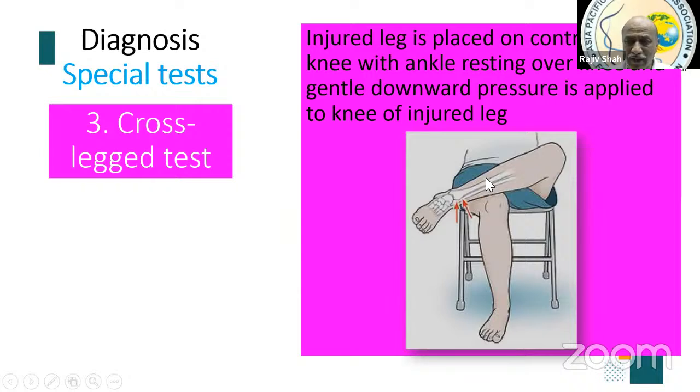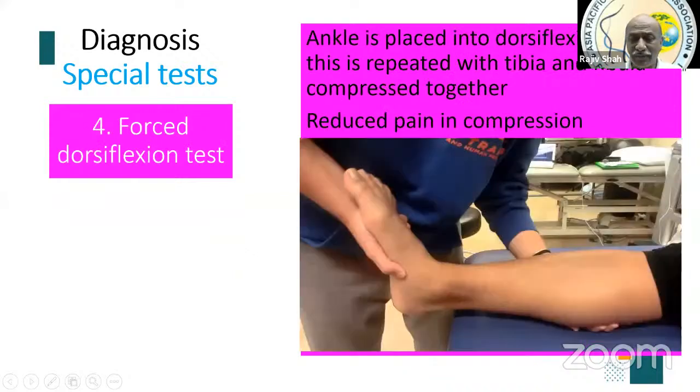The fibula and tibia is put over the lower third of the thigh, and they get compressed with each other. And on cross leg sitting, there is a pain generated here. That is called cross leg test. And this is the forced dorsiflexion test I was mentioning.